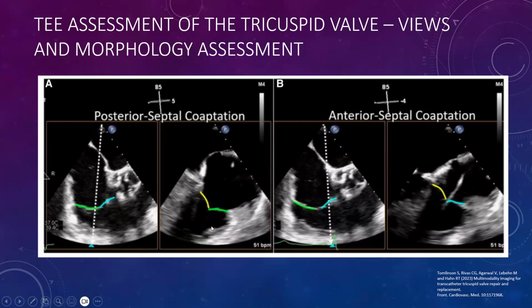And then this is really nice because it gives us the grasping view. And so from a procedural planning perspective, being able to know where the jets are and what the morphology looks like on the grasping view, and if there's adequate leaflet there, are there a lot of cords in the way, things like that is very helpful in terms of procedural planning as well as procedural guidance.